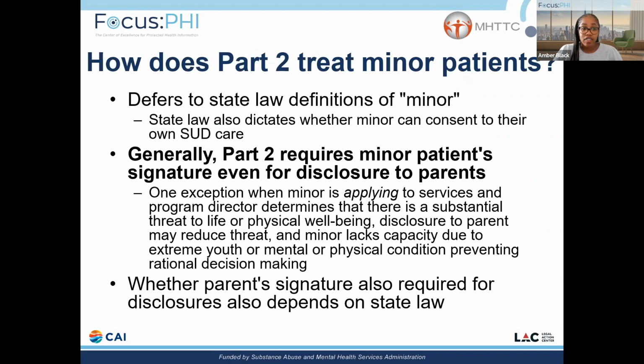So when it comes to minors, Part 2 defers to state law definitions of minors, and state law also dictates whether a minor can consent to their own SUD care without their parent's signature. Generally, Part 2 also requires a minor patient signature even for disclosure to their parents. And again, we see a sort of lengthy exception, but that's the general rule. And for other disclosures, besides disclosures to the parent, whether a parent signature is also required on the form in addition to the minor signature is also a matter of state law.